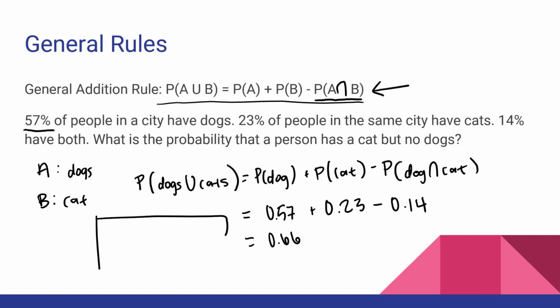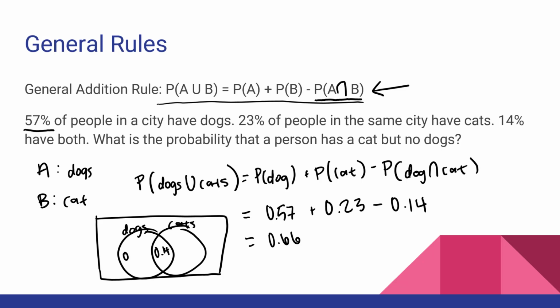If we wanted to go the other way and make this into a Venn diagram, we would have something that looks like this. So we have our big sample space, we make our circles. Let's say this one is for dogs, and this one is for cats. And we know that 14% have both, so that leaves 0.43 in the dogs only, and then 9% in cats only. So now if we ask the probability that a person has a cat or a dog, we would just add up these three numbers here and we would get the same thing, 0.66.